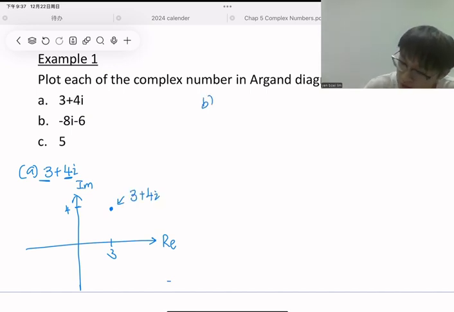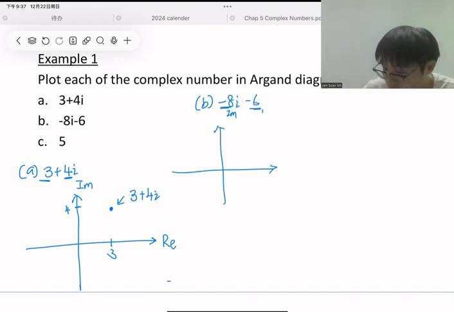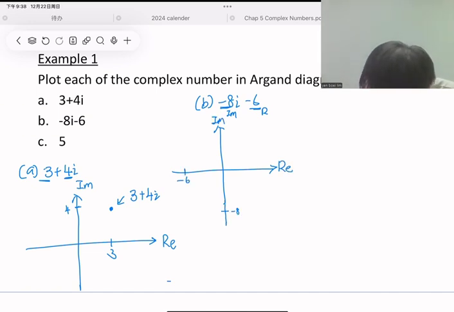For the next one, negative 6 minus 8i. In this example, negative 8 is the imaginary part and negative 6 is the real part. So the real part is negative 6 and the imaginary part is negative 8. This is the point that represents negative 6 minus 8i.